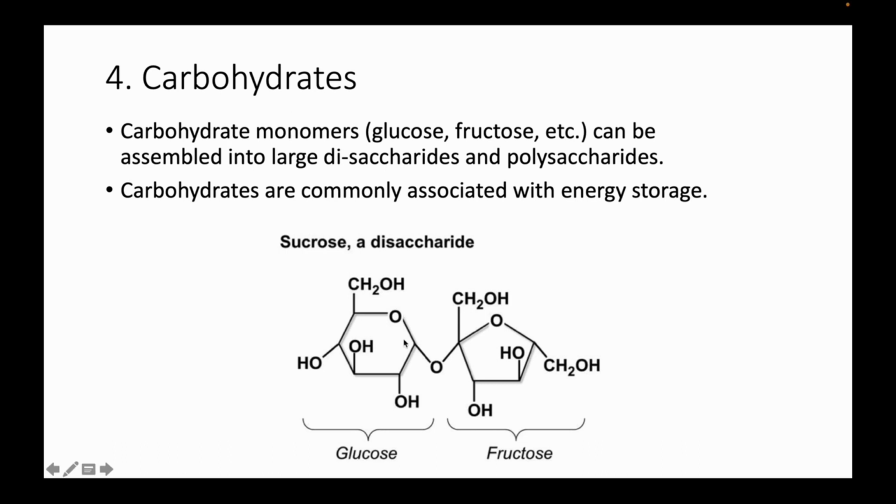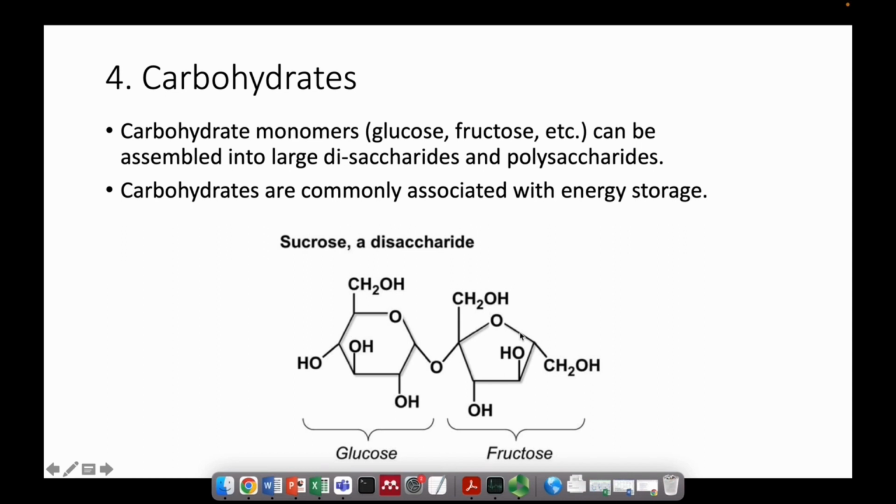So a carbohydrate monomer is going to be one of these sugars. This is glucose, for example. This is fructose, for example. Those monomers can be assembled into larger disaccharides. That's what you see here. Sucrose is a disaccharide made of a glucose monomer and a fructose monomer covalently bound together. And you can also covalently bond these into larger polysaccharides, which we'll show on the next slide. So carbohydrates are commonly associated with energy storage. That's where we're going to see them come up a lot in this class.